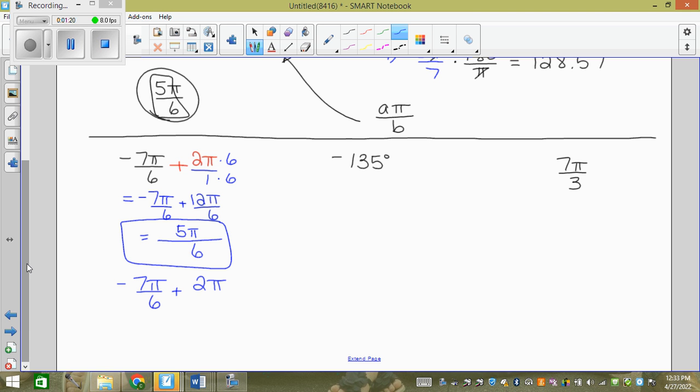So negative 7 over 6 in brackets plus 2. And when you hit math enter, enter, it gets you 5 over 6, doesn't it? What do we have to bring back? The pi. So it's a way to check it.